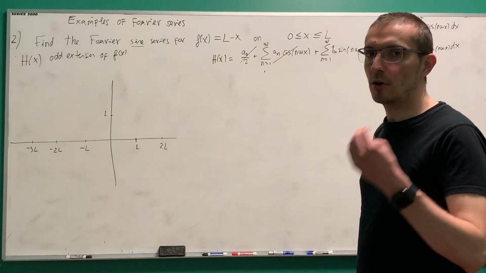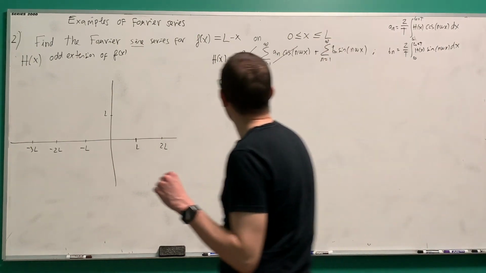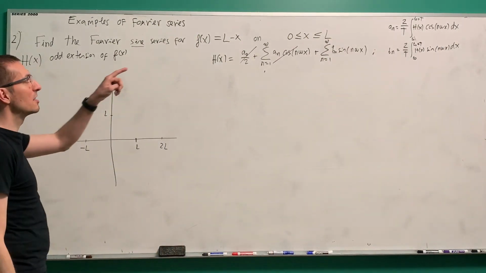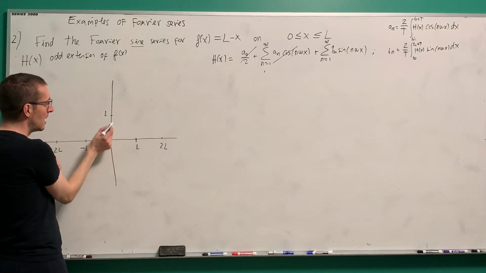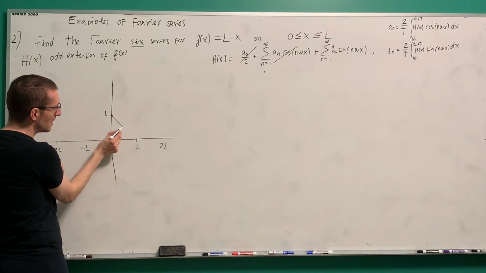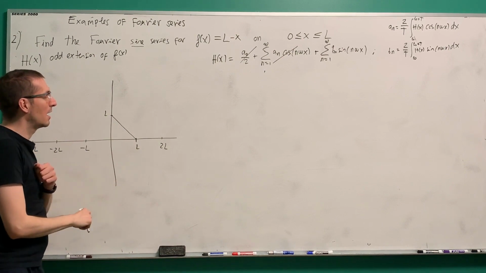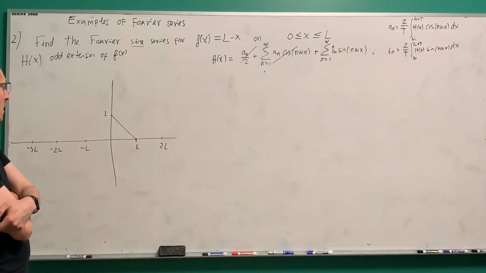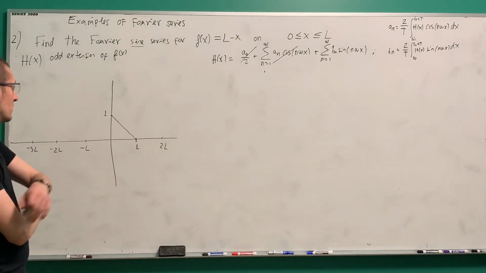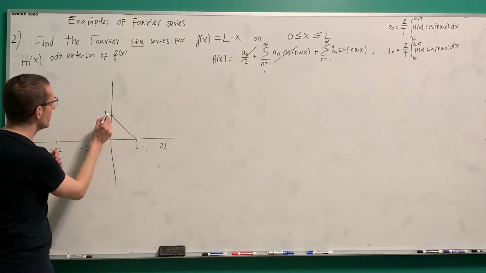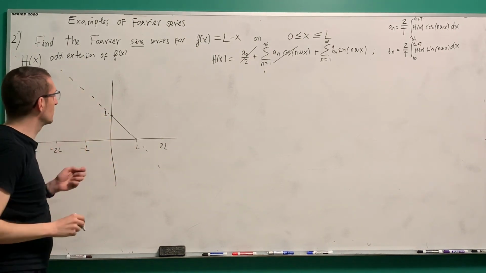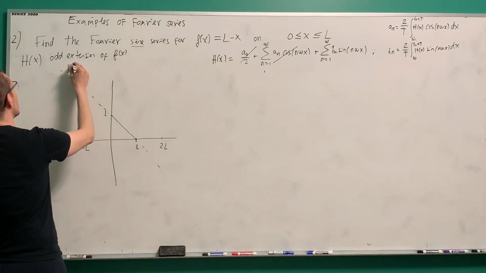Right, so the first thing we do always is to draw it. Let's draw the function in the interval 0 to L, L minus x. That means that at x equals 0 it is L, and then it decreases linearly until it hits 0 at x equals L. So that's the function we want. Of course, the whole function would be this line continuing like that. That would be the f of x, right?